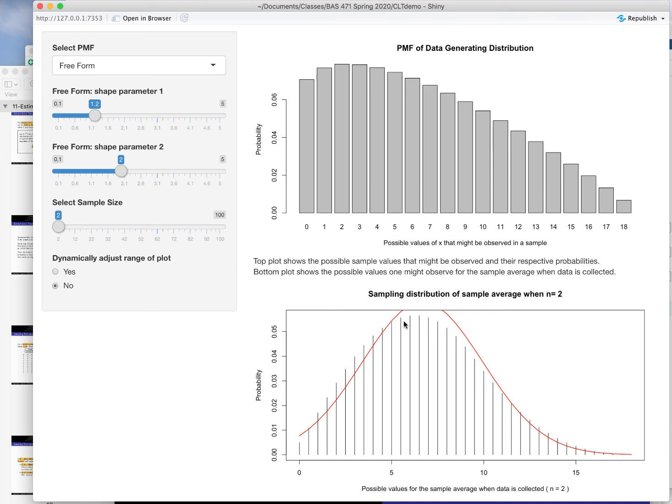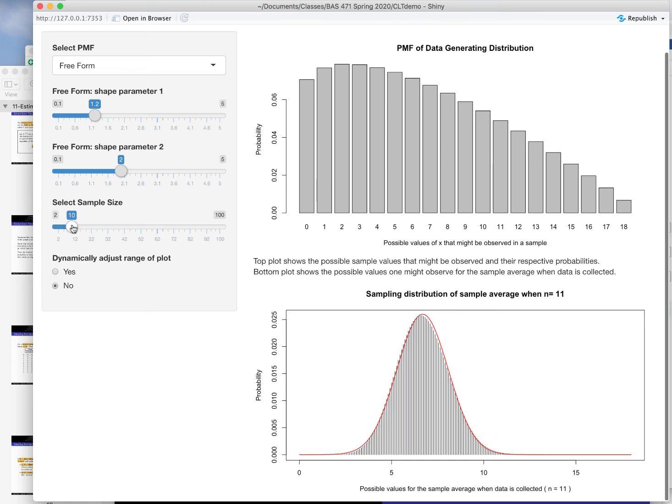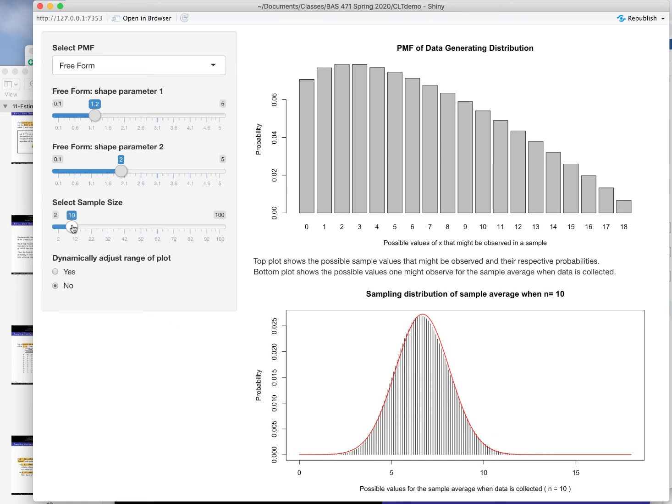The red curve is what the central limit theorem suggests, and there's a bit of a mismatch here, but the central limit theorem is really only applicable to large enough samples where I'm collecting enough data values here. And so let me just bump up that sample size. Let's consider all samples of size 10 here.